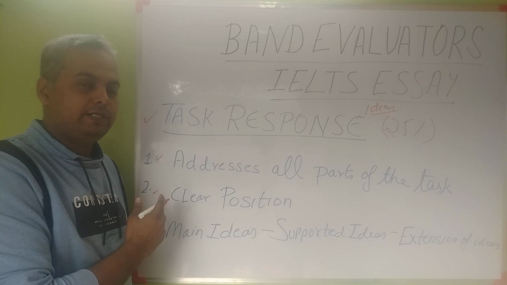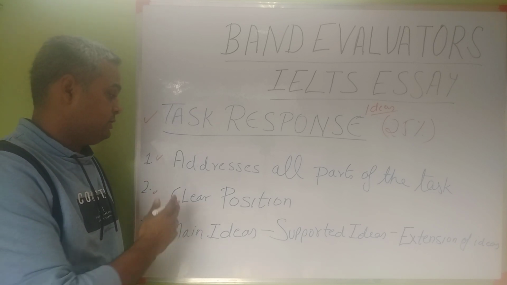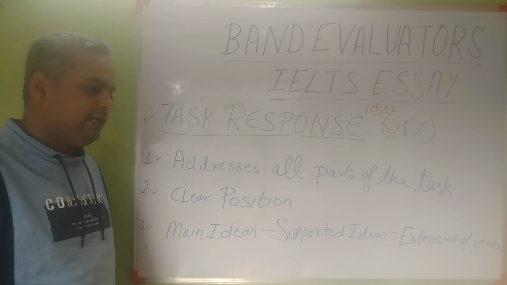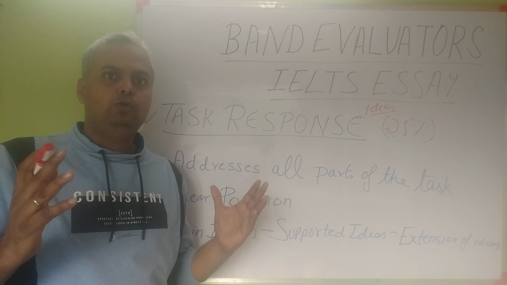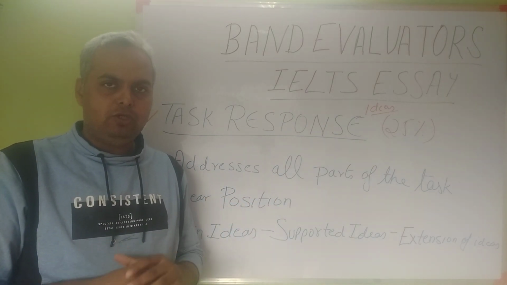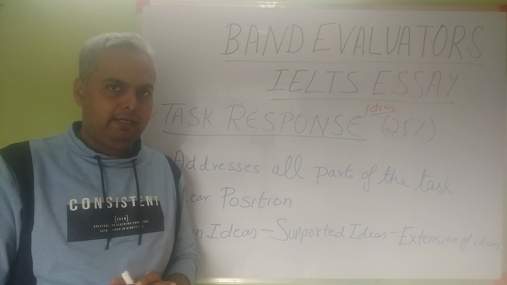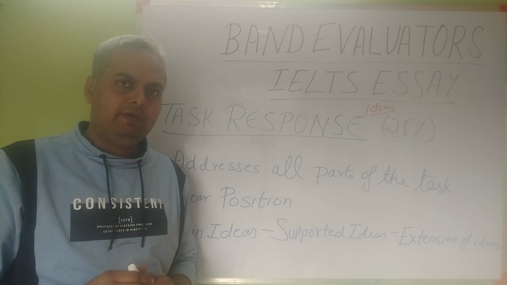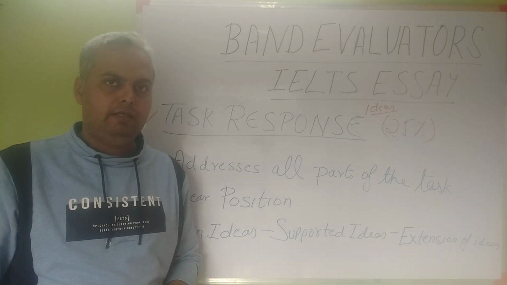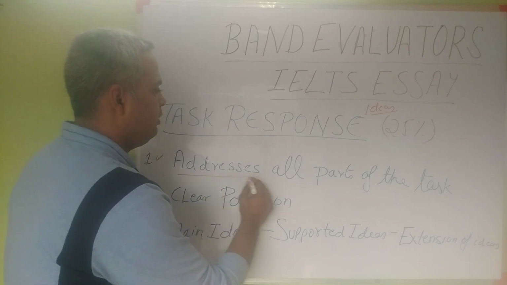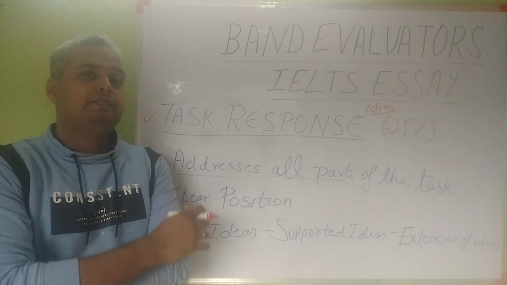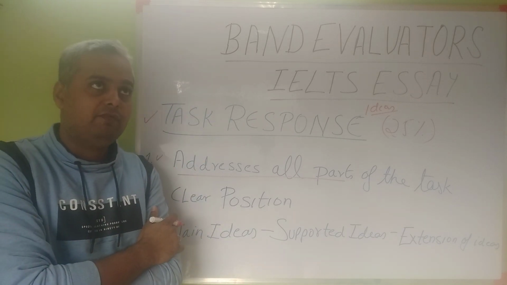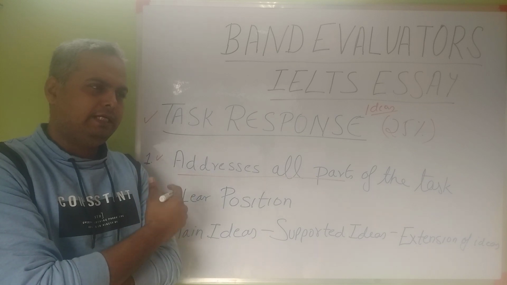As per the band evaluators, the first point in the task response is whether you are addressing all parts of the task or not. In IELTS, generally you will see there are 2 different arguments. So whether you are able to identify and access part 1, part 2, I mean argument 1, argument 2, and whether you are able to elaborate it well, that is called addressing all the parts of the task. Sometimes this addressing can be partial. That means your band goes down, to around 5 or so. That means you have partially addressed the task.